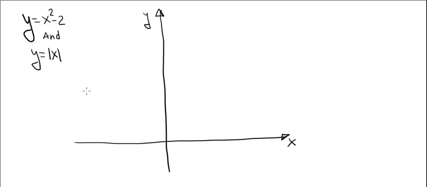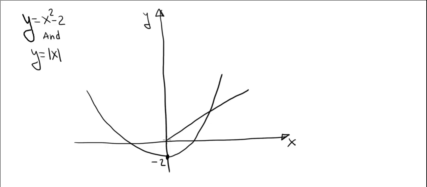y equals x squared minus 2 is a parabola that opens up. It looks like that. Its vertex is down here at the point (0, -2). The absolute value of x is a V-shaped graph that has two lines, one on the left and one on the right. Now you can see that the region bounded by these two functions is symmetric about the y-axis.